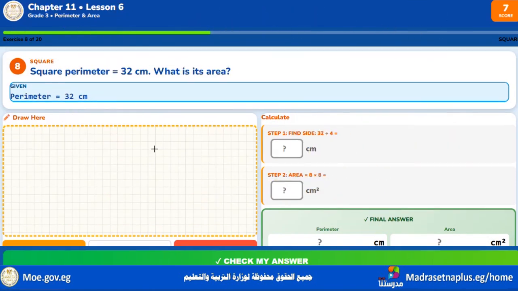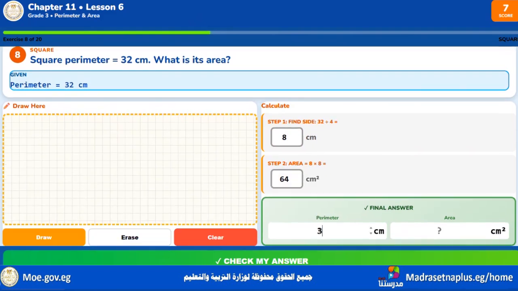Perimeter 32, easy. 32 divided by 4 equals 8. 8 times 8 equals 64. Now 32 is the perimeter and 64 is the area.